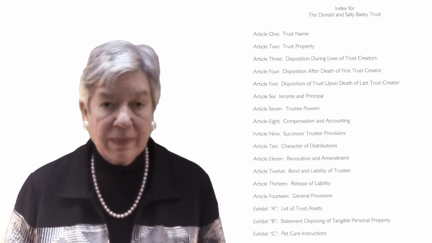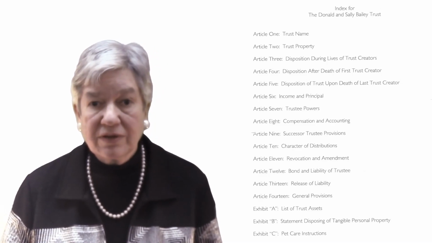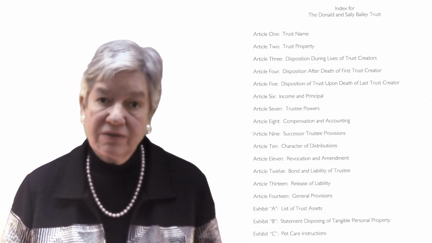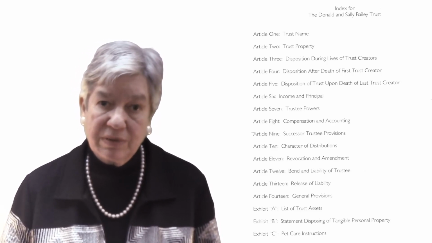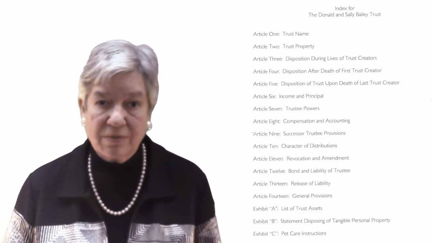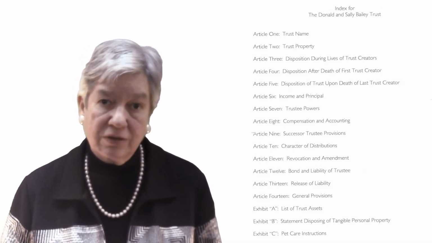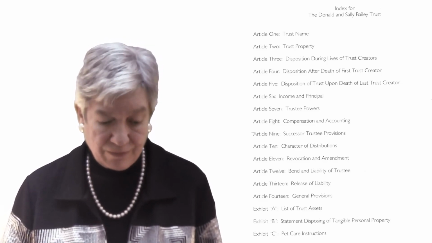So let's go. Article 1 is the name of the trust. That really is what's the official name of it and who are the people that can sign on behalf of the trust, the money managers or the trustees. You're the one who created it. You're called the trust creator or the grantor.